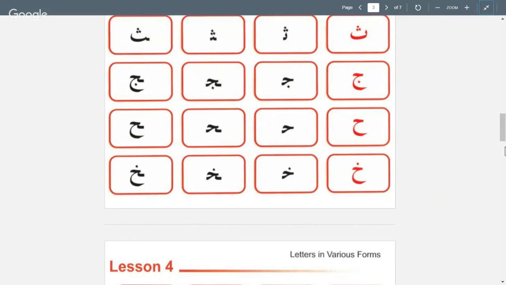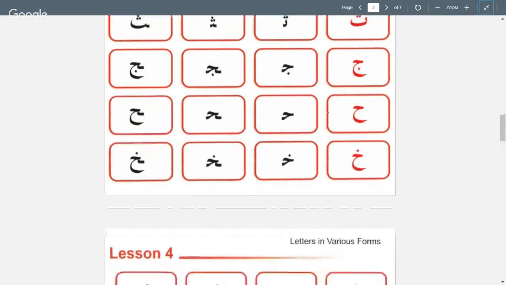So it's important that you practice learning not only the isolated shapes, but also how each of these letters change, because that's what's going to allow us to form words.